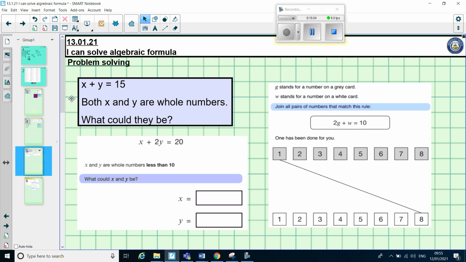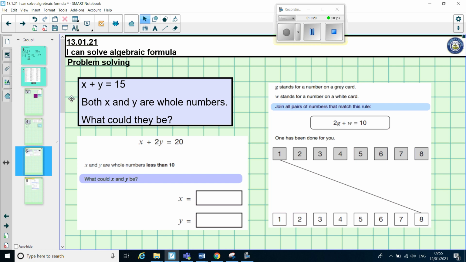I've got x add y equals 15. And it says both x and y are whole numbers. So x and y could be any whole numbers, but when they are added together, they equal 15. What could they be? Pause the video now and give yourself a moment just to have a think. Okay, you might come up with more than one answer.